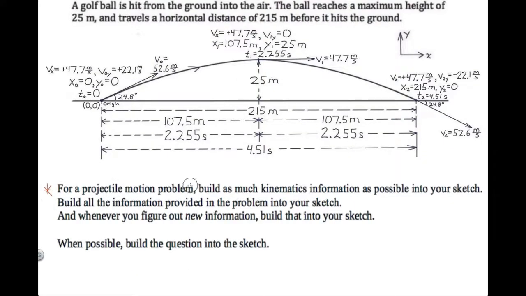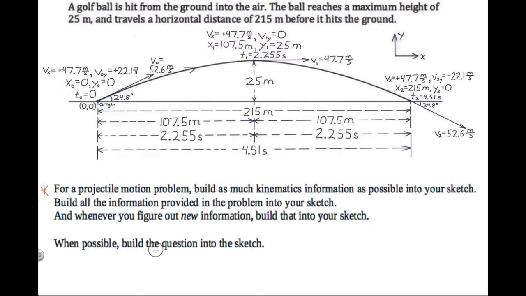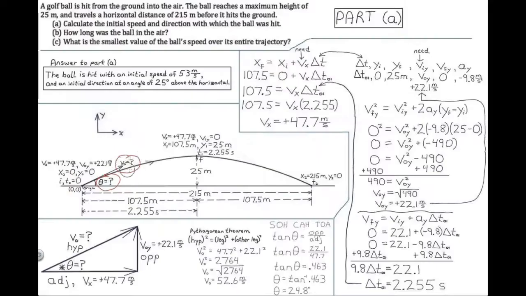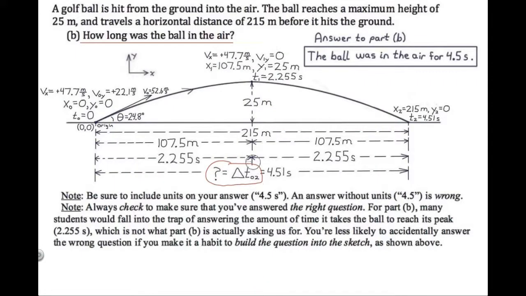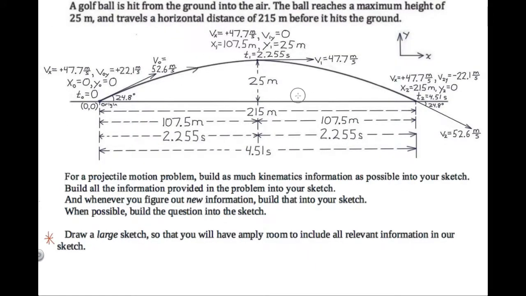For a projectile motion problem, build as much kinematics information as possible into your sketch, as we've shown here. Build all the information provided in the problem into your sketch. And whenever you figure out new information, build that new information into the sketch. When possible, build the question into the sketch, like this, or like this. Building the question into the sketch will help you to avoid the trap of saying that the answer to part B is 2.255 seconds. Draw a large sketch so that you'll have ample room to include all the relevant information in your sketch.